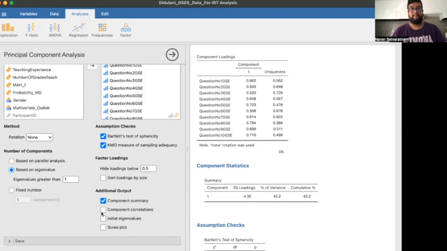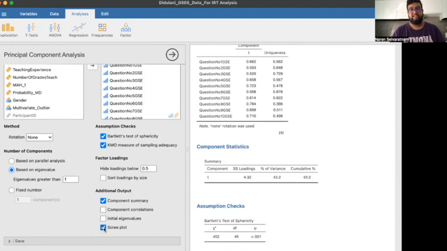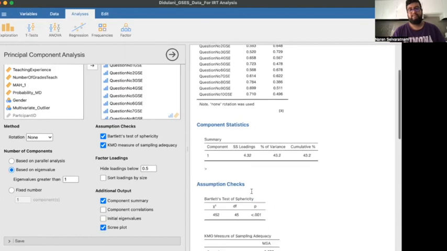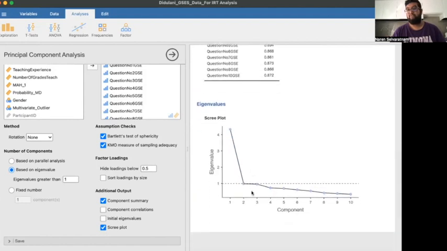And then we don't need to find component correlations because I have only one component, but if you have multiple components, you can go for component correlations as well. But this is just, it doesn't yield anything because I have only one component. And then I'm going to get a scree plot. Scree plot is us visually observing our factor analysis.